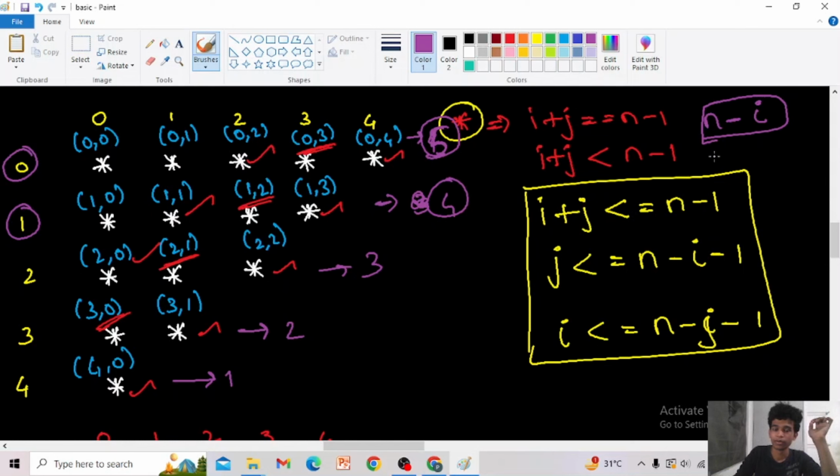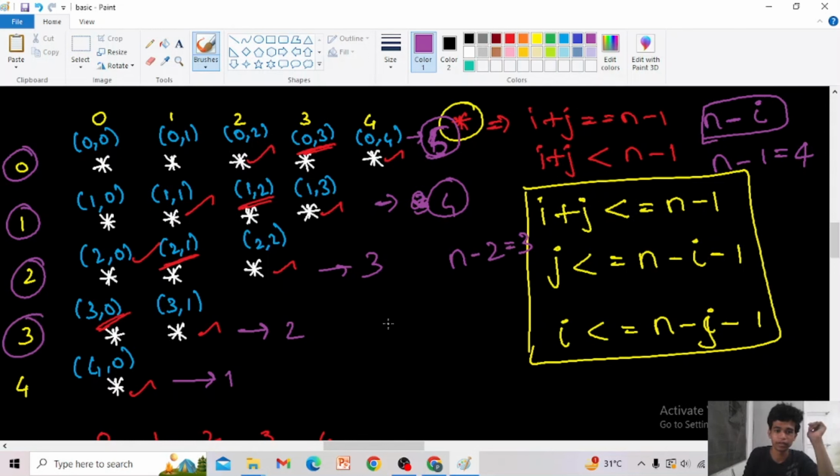So sorry, it is 1. Now n minus 1, which is equal to what? 4. So I will print 4 stars. Now here it is 2. Now n minus 2, which is equal to 3. So I will print 3 stars.